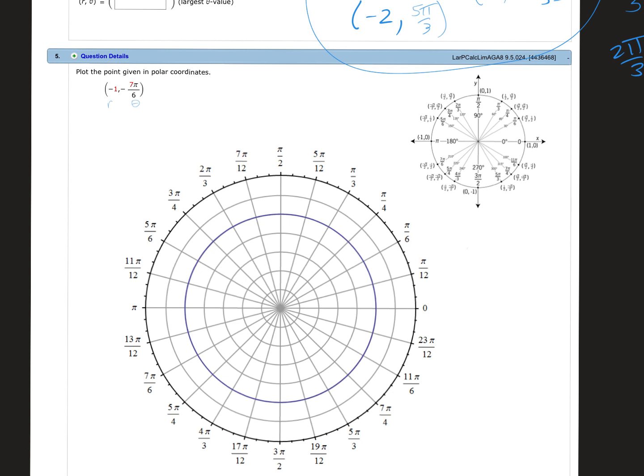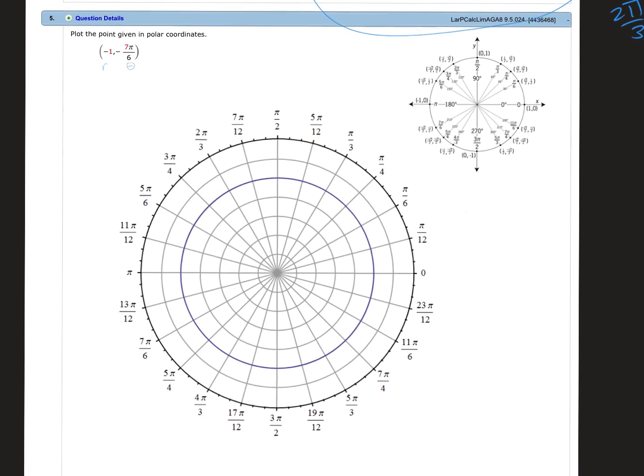So the first thing I'm going to do is find out how far away 7 pi over 6 is from 0. So 1, 2, 3, 4, 5, 6, 7, 8, 9, 10, 11, 12, 13, 14 spaces, right? So in order to find whatever the positive equivalent is, I'm going to start at 0 and go 14 spaces, which way? Down. 1, 2, 3, 4, 5, 6, 7, 8, 9, 10, 11, 12, 13. What am I looking at?